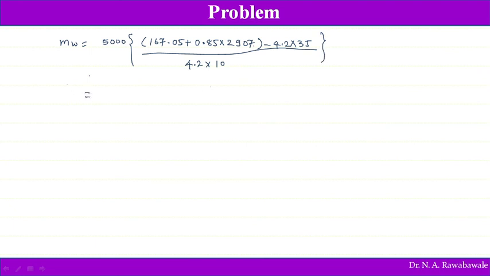The mass of water is calculated as 246 into 10 to the power of 3 kg per hour, or in other words this is written as 246 tons per hour. This is how we have calculated the mass of water circulated in this condenser.